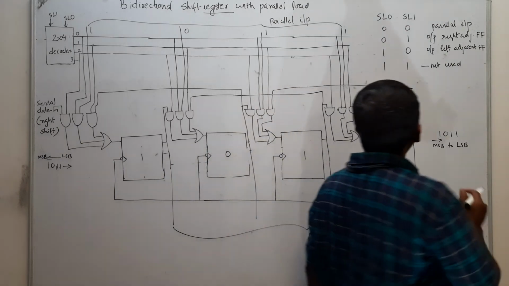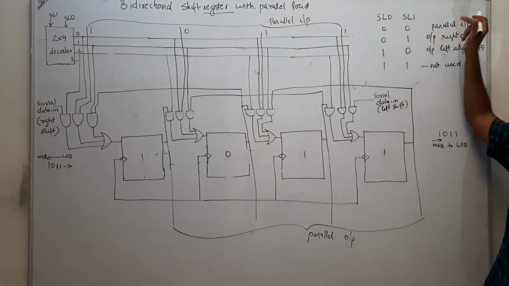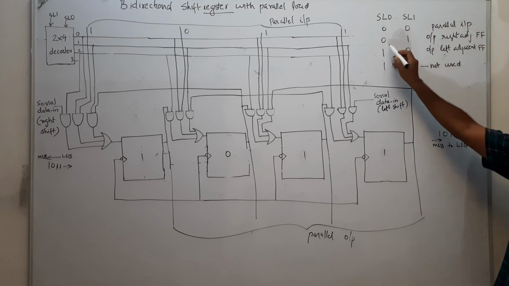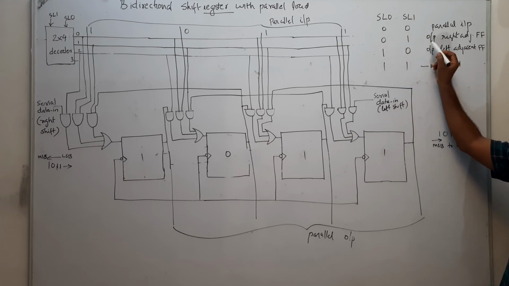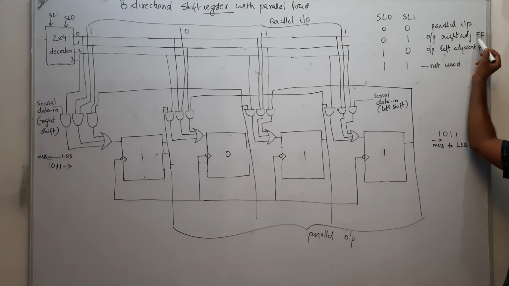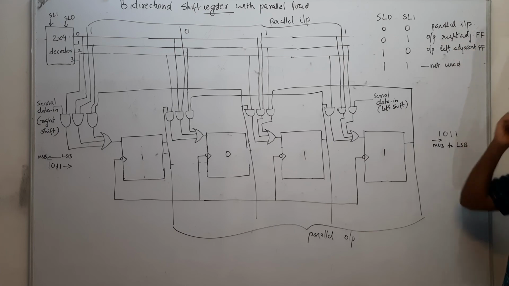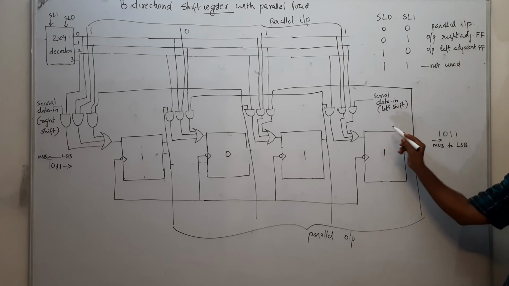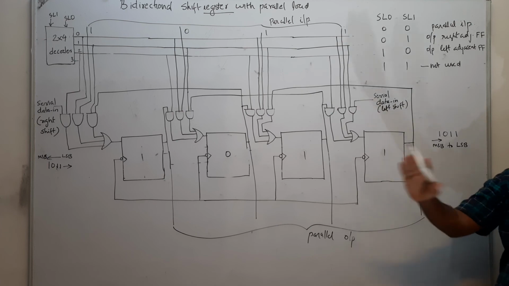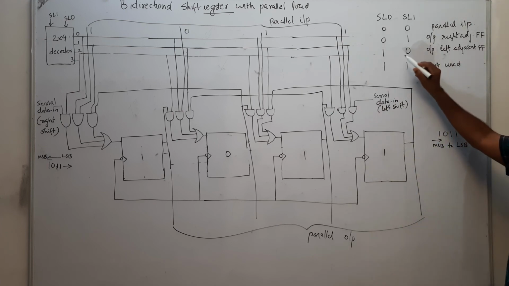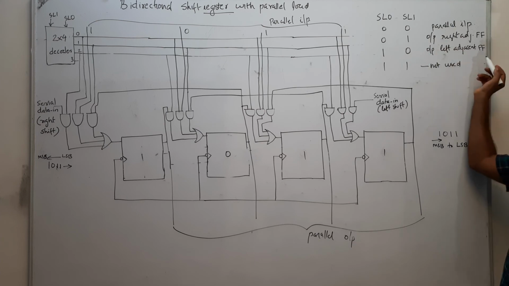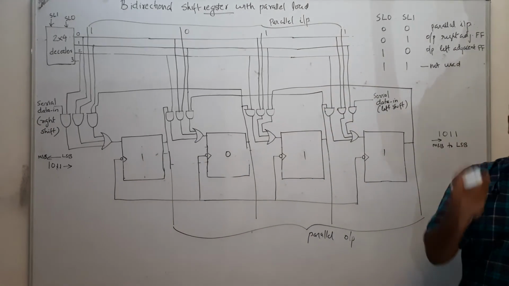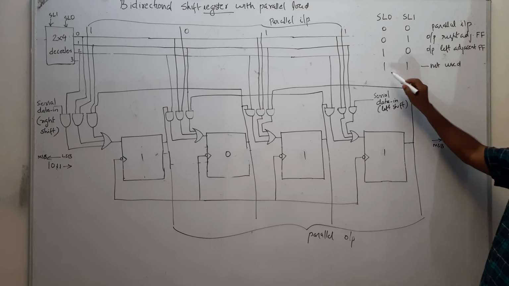Depending on this, if SL0 and SL1 are 0-0, then what will happen is parallel input. If SL0 and SL1 are 0 and 1, what will happen? The output is the right adjacent flip-flop. This is the right adjacent flip-flop, that means the output is coming from here. That means it is left to right shifting. And output left adjacent flip-flop means this is the flip-flop from which you are going to take the output. Okay. And 1-1 is not used.